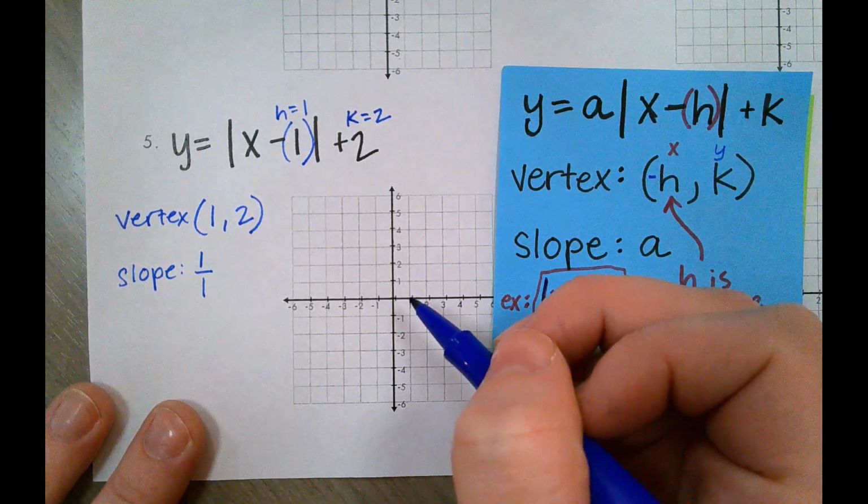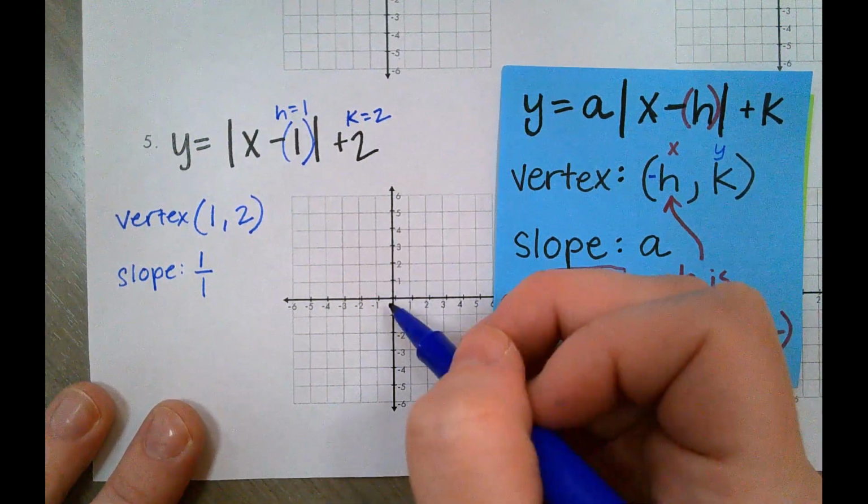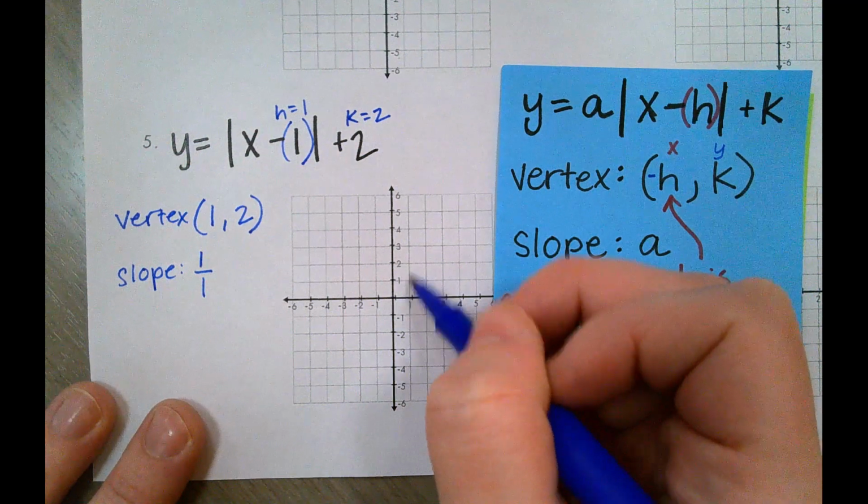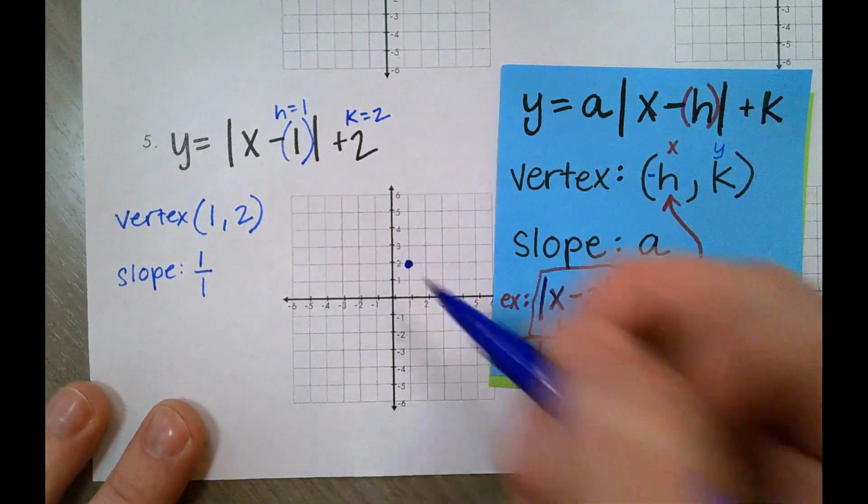Plus 1, and then up to plus 2. Yes, plus 1 on the x-axis, up 2 on the y. There is our vertex.